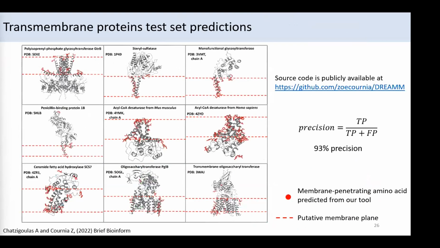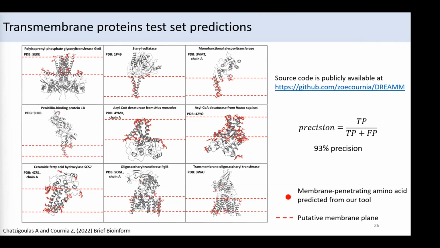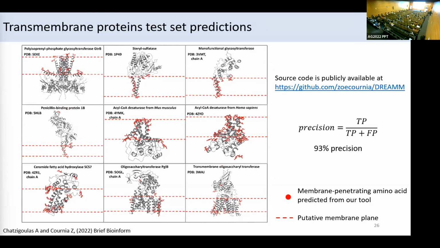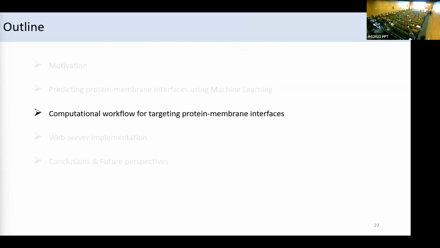In the end, we tried our tool on transmembrane proteins having a soluble domain. And although our tool was not trained with transmembrane proteins, we also observed high precision here. Of course, we can see some false positive predictions, but we can see that it is also useful for transmembrane proteins. And also, we made our source code available on GitHub for the users to download it.